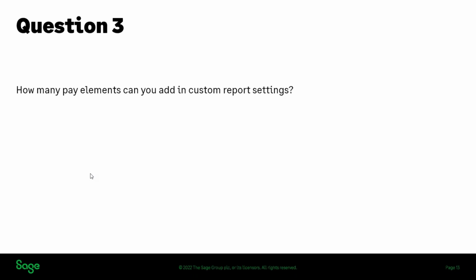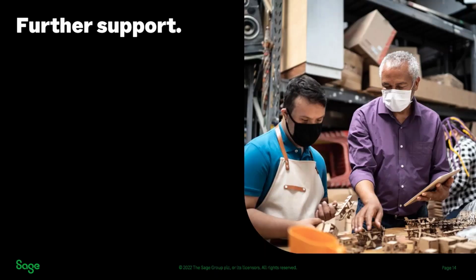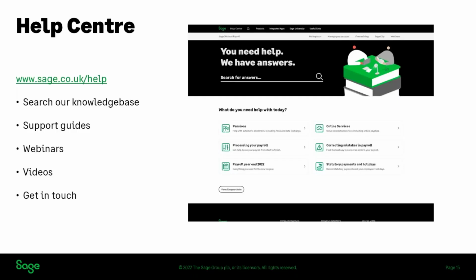Okay, so let's continue on, and we'll have a look now at some further support that you have before we wrap up. I realize we're coming to the end. So first and foremost, you have your help center. So remember I showed you that article with the list of reports that use the custom report settings. You can find that here in our help center. So go to sage.co.uk/help and search our knowledge base for custom report settings or report selections, and you'll find all the relevant guides to those, or anything else that you may have a question about.